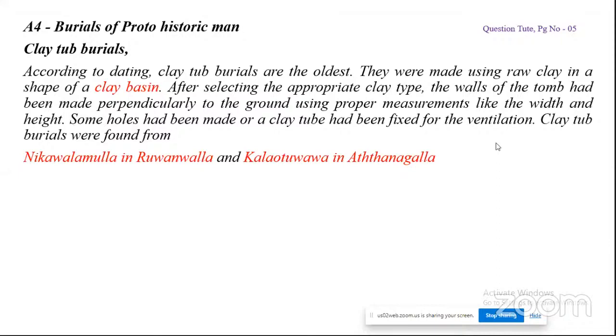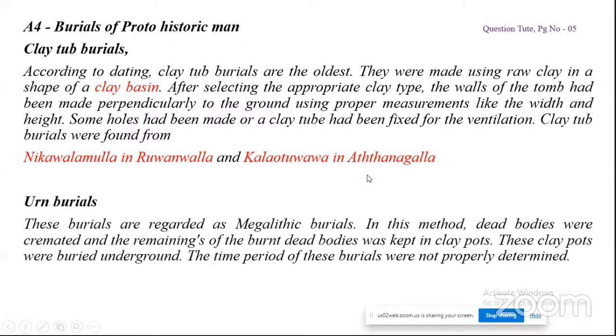So for ventilation, they were keeping some holes in the wall of the clay tub, even sometimes fixing a clay tube to get the oxygen or the air. So clay tub burials were found from Nicola Mulla into Anvalan, Kalotuavi, Nathanagal. So like that, you can write a paragraph.